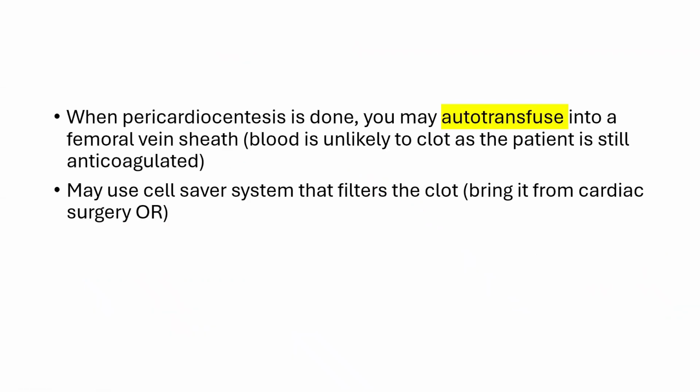One final idea here, when you do pericardiocentesis, the blood that you aspirate, you may choose to auto-transfuse it back into a femoral vein sheath. The blood that's in the pericardium is unlikely to clot as the patient is still anticoagulated. You may also call the cardiac surgery OR and bring a cell saver system that filters the clot before you transfuse that blood back into the femoral vein sheath.